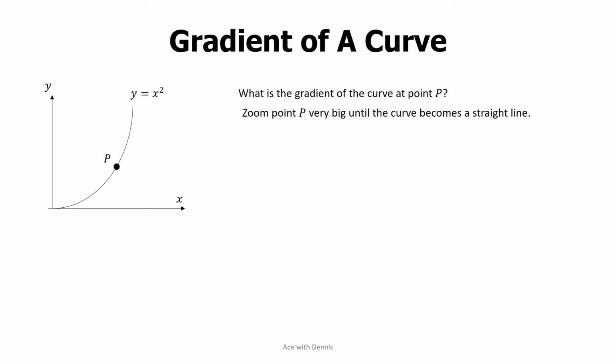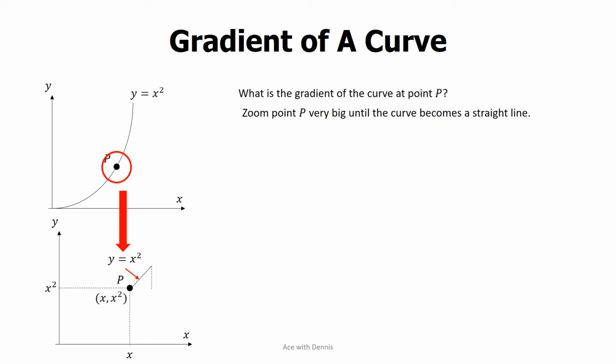First, we need to zoom in on the point P very big until the curve becomes a straight line. So now let's zoom this point in very big. This is point P, and the curve becomes a straight line because we zoomed in very big. And this straight line is y equals x squared. So now we let the coordinates of P be x, x squared, because y is x squared. So this is x and this is x squared.